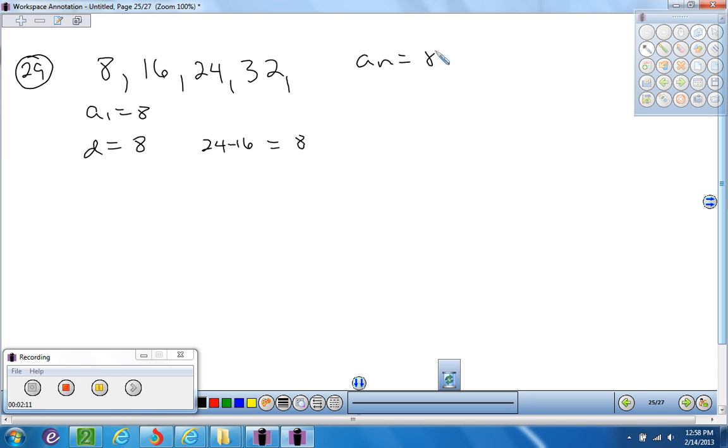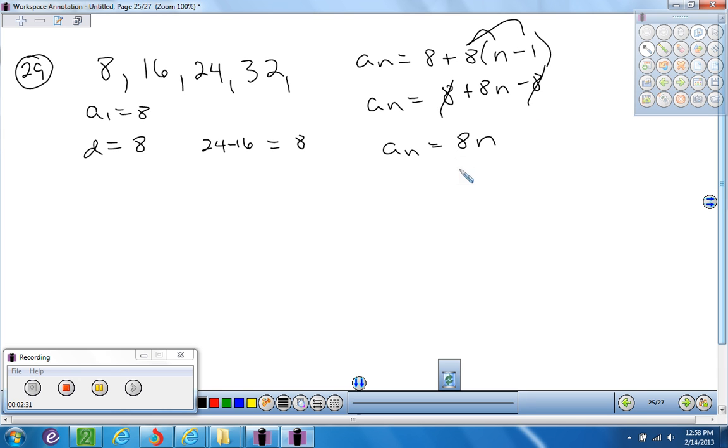A sub n is equal to 8, because that's a sub 1, plus the common difference, which is 8, times n minus 1. So for a sub n, distribute the 8, and we get 8 plus 8n minus 8. So we're going to end up with a sub n is equal to 8n. Those canceled out, went to 0.